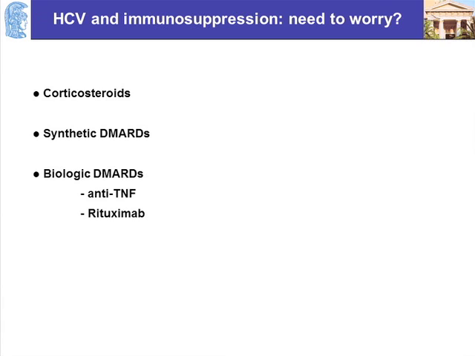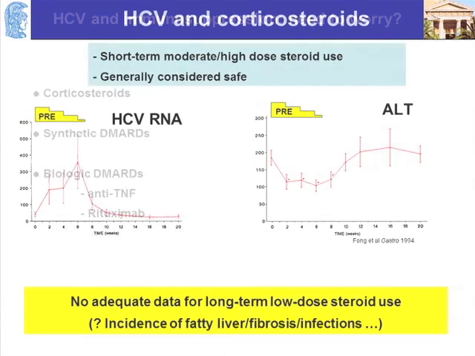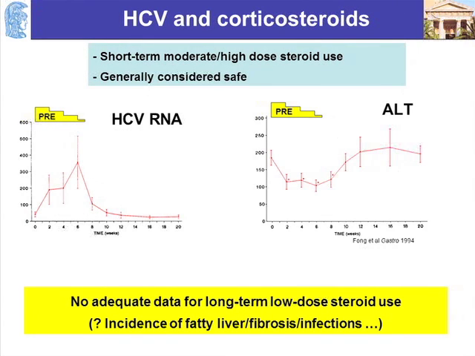So, do we need to worry about these patients when we give our medications, including steroids, synthetic or biologic DMARDs? And we're going to talk more about anti-TNFs and rituximab, where we have more data. First of all, what about steroids? There is some good data from the 90s that showed that if you use steroids, even in moderate to high doses, like 40, 50 milligrams a day for a period of 3 to 4 months, nothing really happens. The HBV RNA may go up a little bit, but then it comes down to the pre-treatment levels, and the ALT, if it was elevated, goes down, because of course you suppress the immune response, but then it comes back to normal.